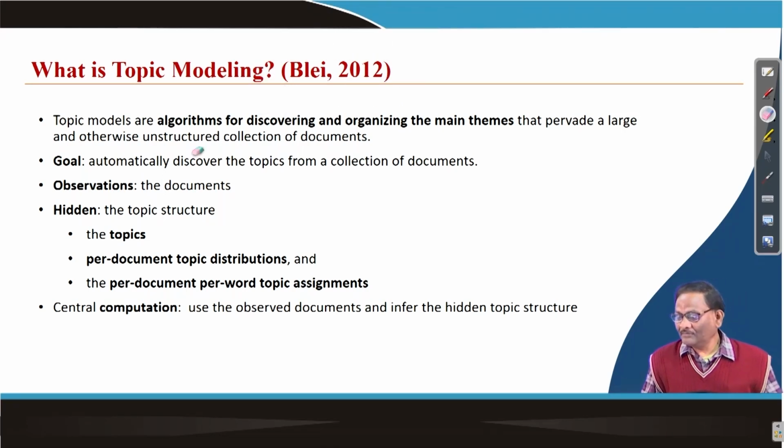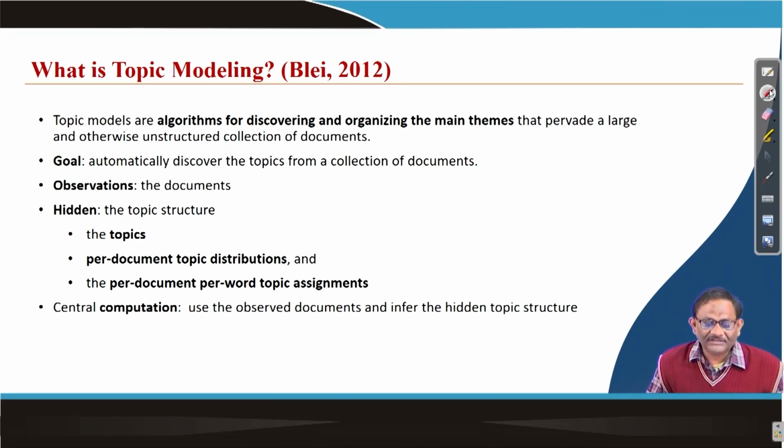I have structured the total presentation in two parts. First part, what is topic modeling and latent Dirichlet allocation based on Blei 2012, and then the utility of this in the safety domain, with certain sample cases, how topic modeling will be used in safety management.